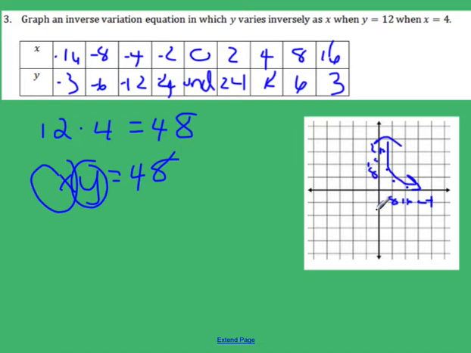Going over -2 down 24, which is about here. Then we're going over -4 up 12, which is going to be probably about right here. Again, I'm just estimating, which is all I'd ask you to do. Over 8 down -6, which is about here. And then left 16 down about 3, which is going to be about here. So we're going to graph that. And again, you're not crossing either one of the axes.